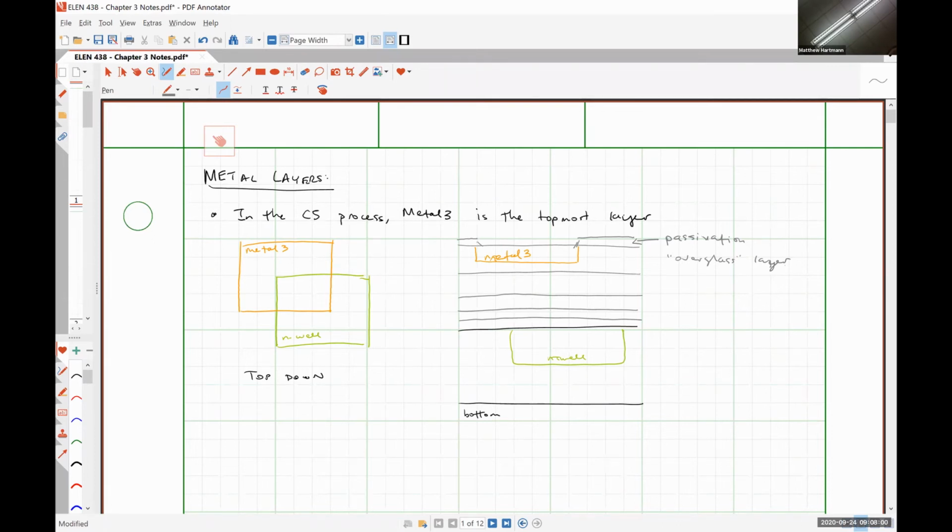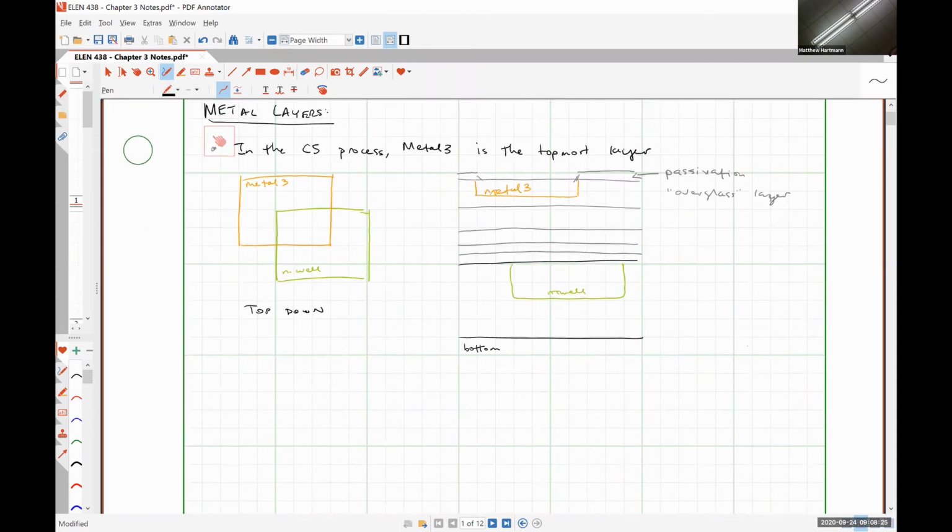And it does something critically important. What it does is it effectively holds down the thin film of metal 3 so that it doesn't curl up and peel off the chip. Okay. We'll talk about it in a little bit more depth in a moment. So let's start with why we even have metal layers.